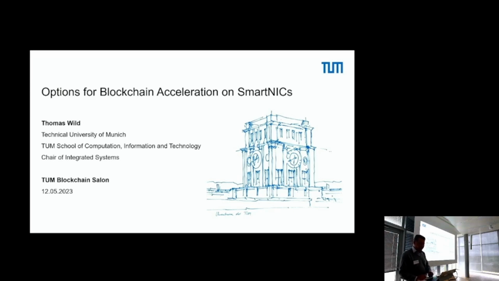So my talk is about acceleration of blockchains on SmartNIC. Maybe before I go into the slides, some words on SmartNICs. What is a SmartNIC? Smart Network Interface Card. In contrast to a conventional network interface card, such cards have vast processing resources on the card already, so that incoming packets can already be processed on the NIC, and thus the CPU can be offloaded.